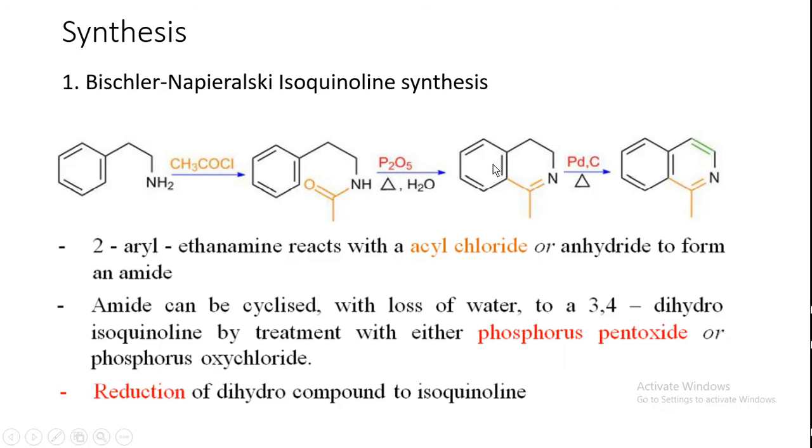Next it undergoes a reduction reaction, the dihydro compound is converted to isoquinoline. Overall the dihydro compound forms first, and then, with the removal of hydrogen, it ultimately forms isoquinoline.